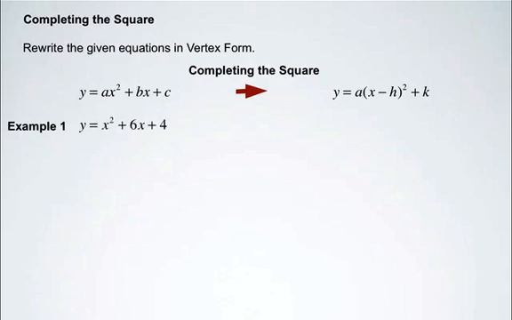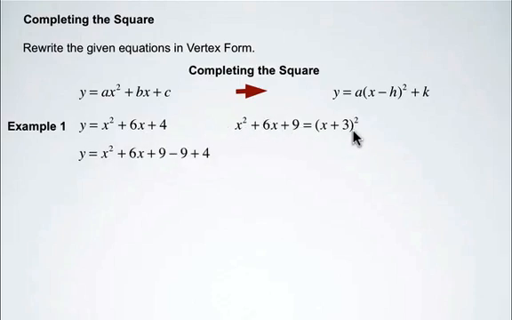Here's our first example. Y equals x squared plus 6x plus 4. This is not a perfect square trinomial, but we're going to use one that is close to it. X squared plus 6x plus 9. Notice we've changed the third term. This is our perfect square trinomial, and here's its factored form. X plus 3. So we use the first two terms to figure out what the third term will be for the perfect square trinomial.